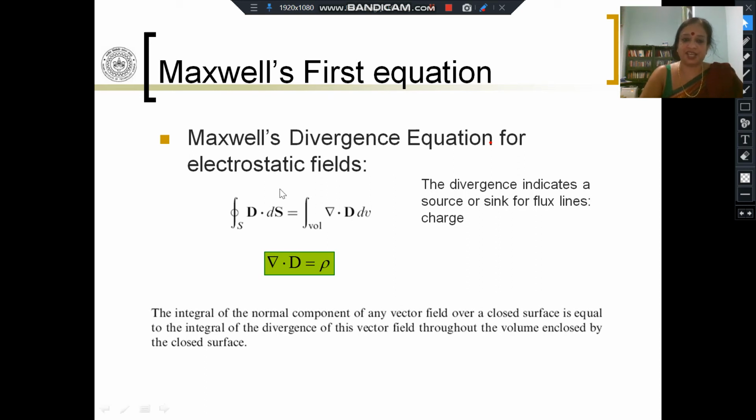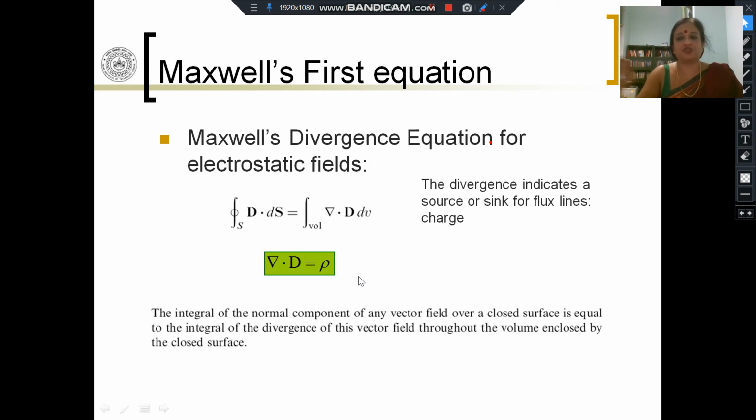We have just seen that the surface integral of D dot dS is equal to the total charge enclosed. So the integral of D dot dS would be equal to the volume integral of rho v dv, rho v being the volume charge density. And by identity, the surface integral of the dot product of any vector quantity can be equated with the volume integral of the divergence of that vector quantity, which is to say that the surface integral of D dot dS is equal to the volume integral of divergence of D dv. Again, the left hand side is also equal to the volume integral of rho v over the same volume dv.